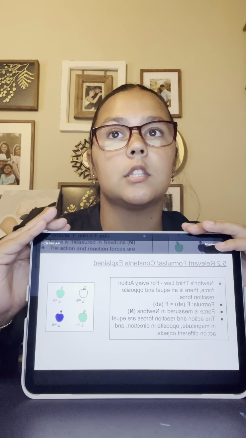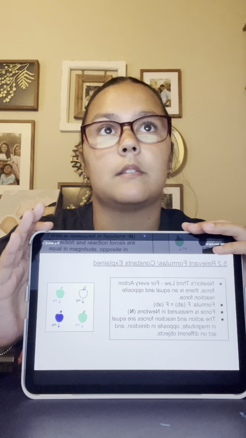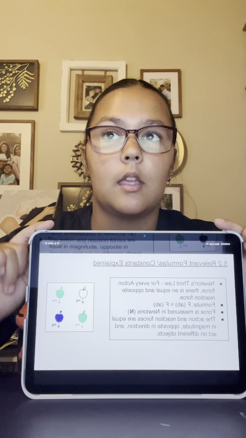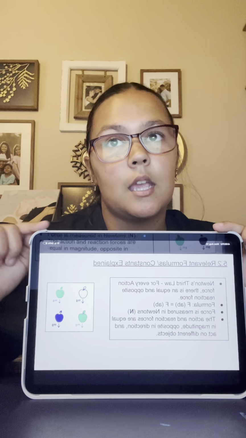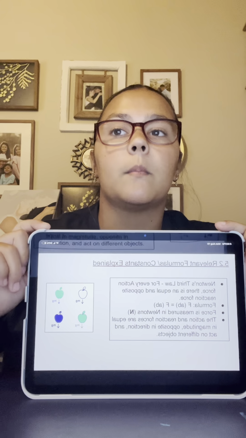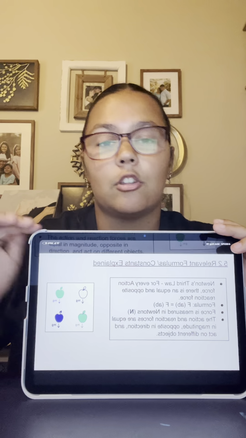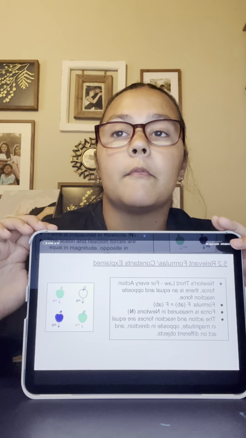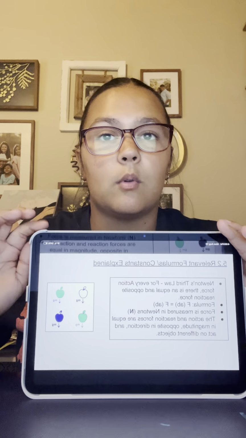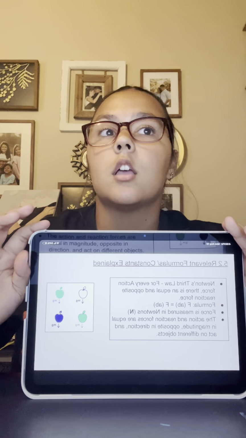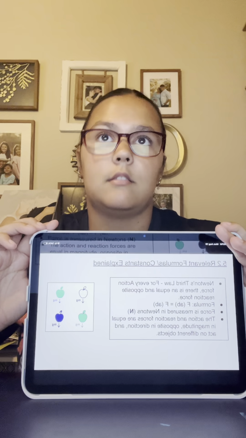The relevant formulas and constants explained. Newton's third law: for every action force there's an equal and opposite reaction force. The formula is F_AB equals negative F_BA. Force is measured in newtons, which is the capital N that you should see when you're solving it. The action and reaction forces are equal in magnitude, opposite in direction, and act on completely different objects, so it makes it easier to visualize.